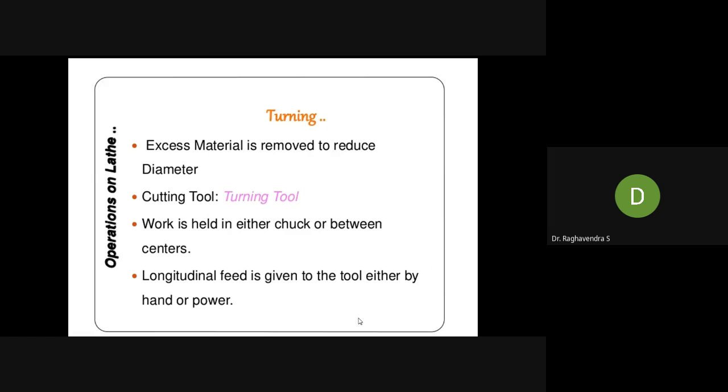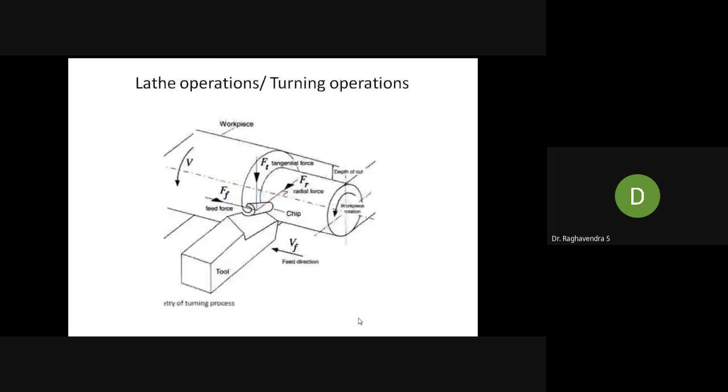Excess material is removed to reduce the diameter using a cutting tool, the turning tool. Work is held either in the chuck or between centers. Longitudinal feed is given to the tool either by hand or power. Sometimes the majority of lathe feed is given manually, whereas in CNC everything is automatic. But this feed or depth comes with practice. And if you keep measuring with a vernier gauge, you can get the exact dimension you want.